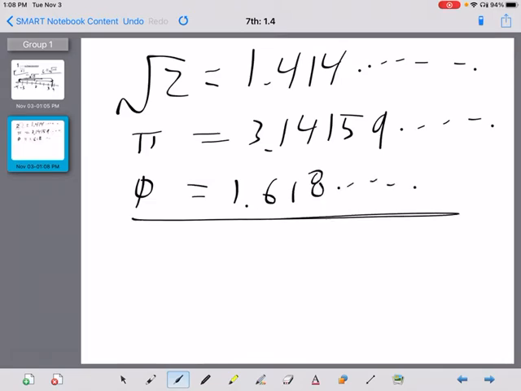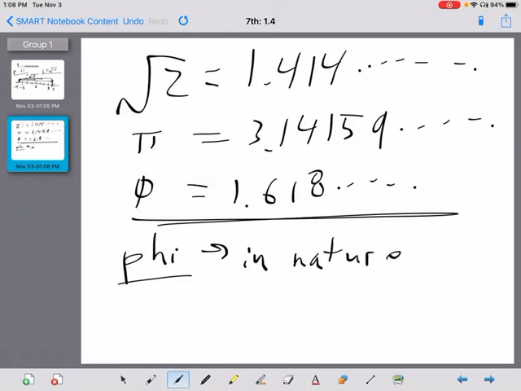This is a really interesting number. Phi is spelled like this, I believe. If you want, you can pause and go look up online where phi is in nature. That's really, really fun. One of my favorite things in math. But I'm not going to take time in the middle of this lesson to look at it. I would highly recommend doing that, as long as you can do that and still get your work done.